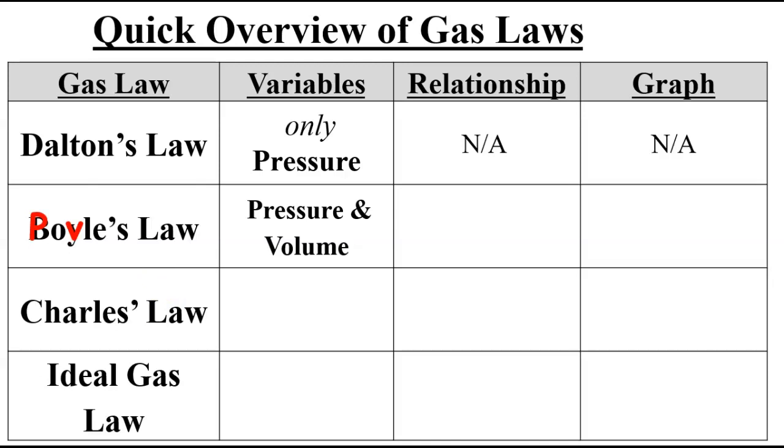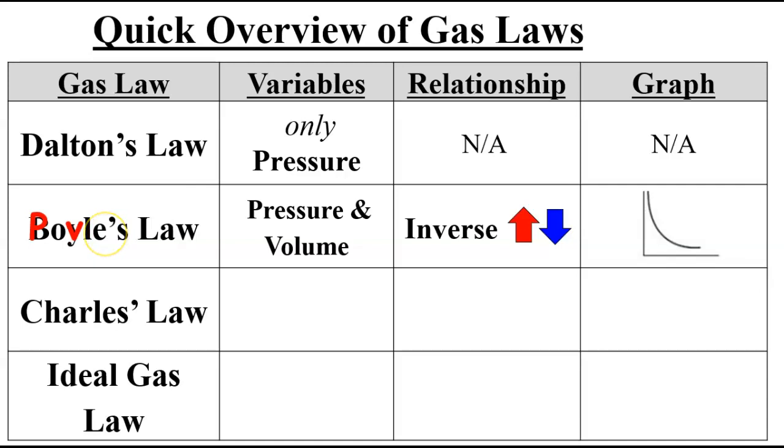Now, relationships, very important. You definitely need to know that Boyle's law has an inverse relationship between pressure and volume. So that means if one is going up, the other is going down. And we graph inverse relationships like that. Okay? So if you're handwriting this out, make sure you're pausing so you can do this.